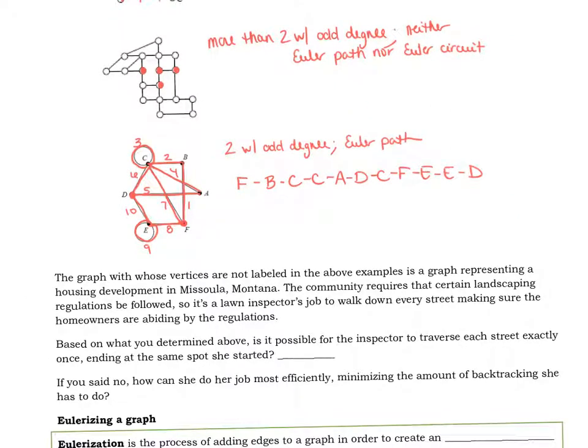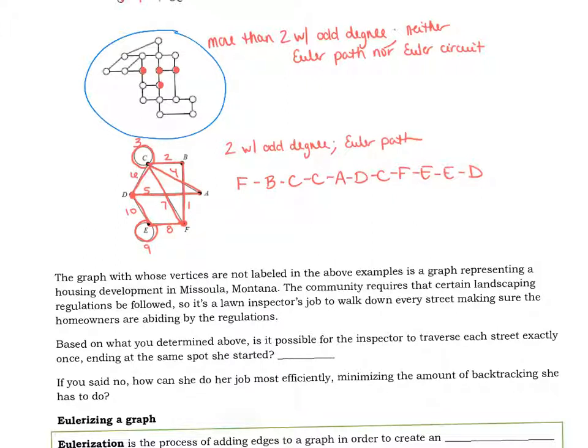All right, before we end this video, we're going to talk about this last little bit here. Okay, so this graph up here with the vertices not labeled, this one that I'm going to circle, that one right there, that represents a housing development in Missoula, Montana. And the community requires that landscaping regulations be followed in terms of the fencing you can have and how far from the road trees can be and whatever. So there's a lawn inspector. And her job is to walk down every street, making sure the homeowners are abiding by the regulations. And if they're not, they get fined.